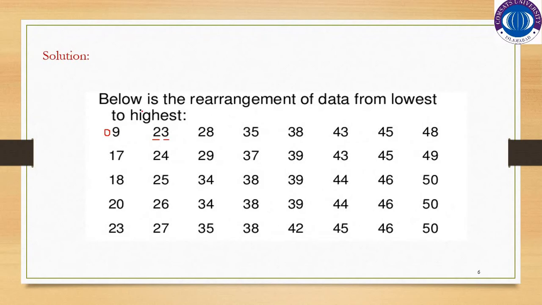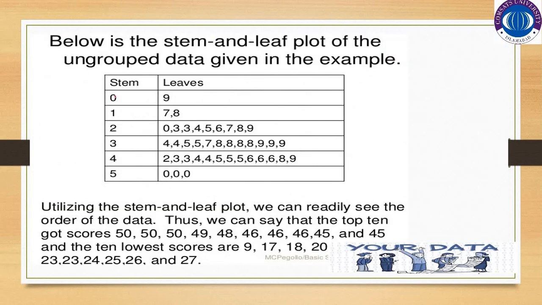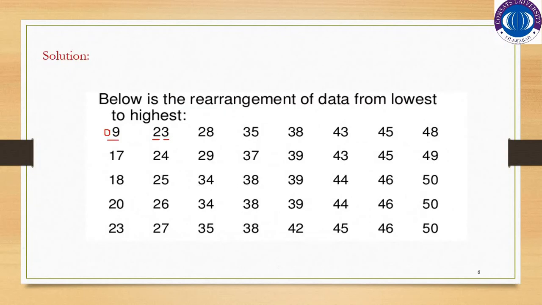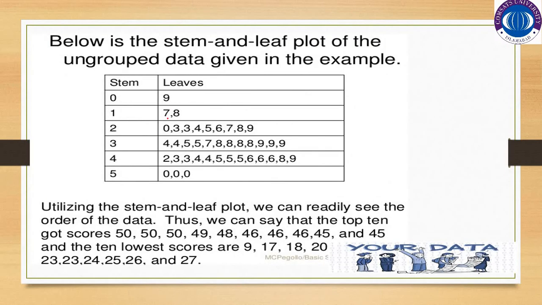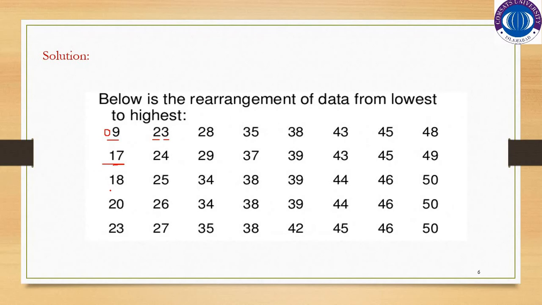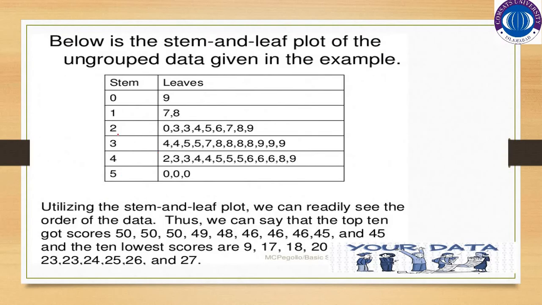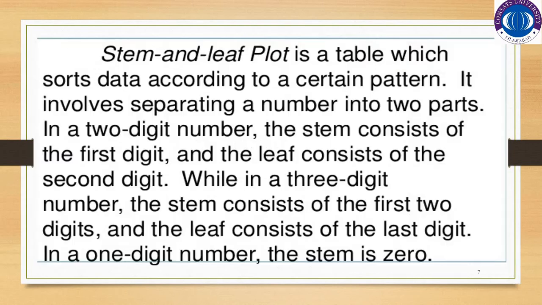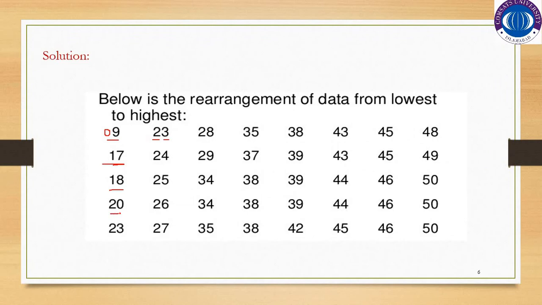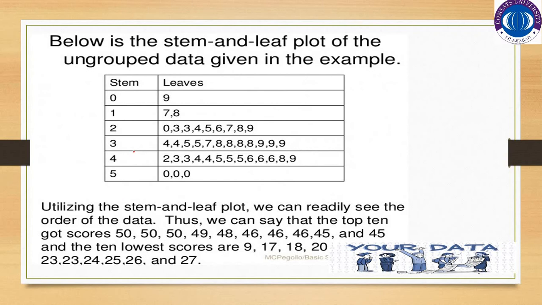So the first value is 9. You can say it is 0, 9: the stem is 0 and the leaf is 9. Now the second value is 17. The stem is 1 and the leaf is 7. The third value is 18, so the stem is 1 and the leaf is 8. What about the next? This is 20, so the stem is 2 and the leaf is 0. The rest of the plot is done in a similar way.